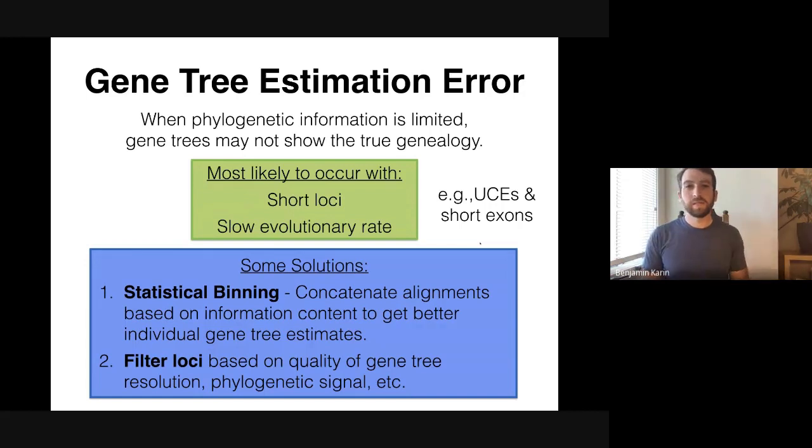There have been some solutions to deal with these problems, like statistical binning. You can join together different loci that show similar histories and build better gene trees from those concatenated sets, and then build species trees from those. Or you can filter loci based on the quality of the gene tree resolution or phylogenetic signal to just pick out the best loci that you've sequenced for your question of interest. But we consider these stopgap solutions, when really, why don't we just sequence the best loci we can from the get-go and focus our attention on those.